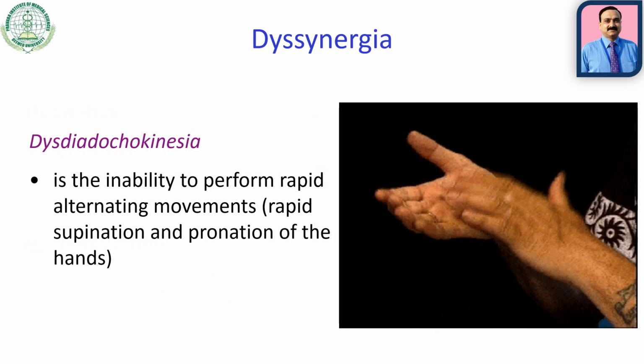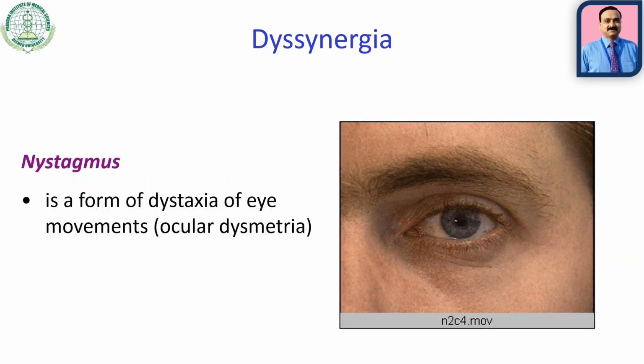Then dysdiadochokinesia. It is the inability to perform rapid alternating movements, rapid supination and pronation of the hands. Then nystagmus. Nystagmus is dystaxia of eye movements; ocular dysmetria also can be called. So nystagmus, involuntary rotatory movements of the eye.